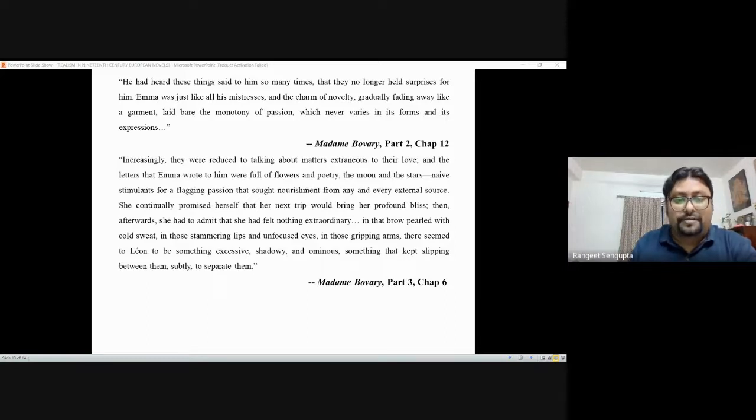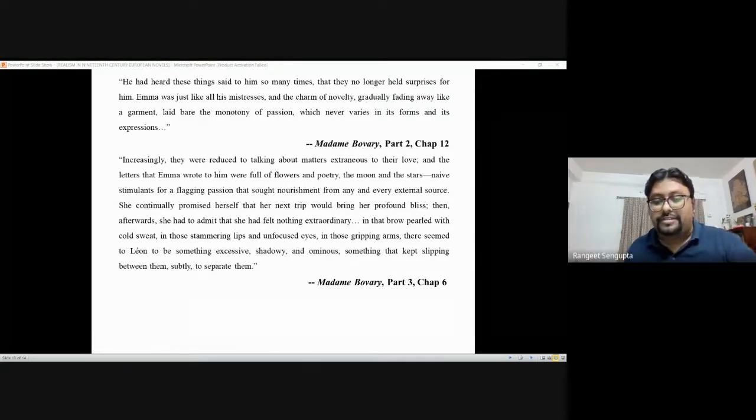And I quote from the sixth chapter of the third part. This is the second quote on your screen. "Increasingly, they were reduced to talking about matters extraneous to their love. And the letters that Emma wrote to him were full of flowers and poetry, the moon and the stars, naive stimulants for a flagging passion that sought nourishment from any and every external source. She continually promised herself that her next trip would bring her profound bliss. And then afterwards, she had to admit that she had felt nothing extraordinary. In that brow pearled with cold sweat, in those stammering lips and unfocused eyes, in those gripping arms, there seemed to Léon to be something excessive, shadowy, and ominous, something that kept slipping between them subtly to separate them." Unquote.